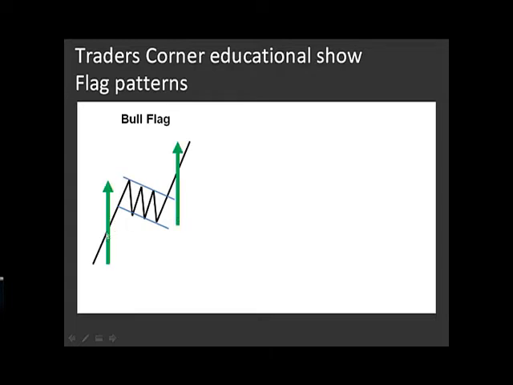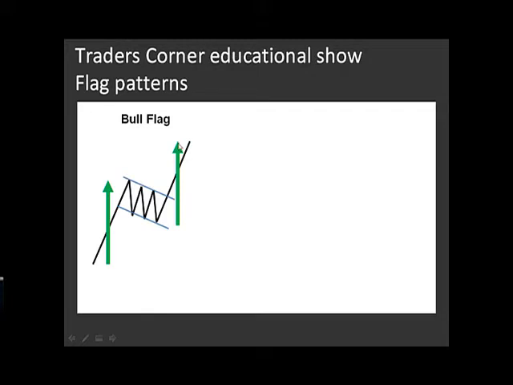You get your target by taking what we refer to as the height of the flag pole. So it's from that bottom of the prior swing low to the top of that flag pattern there. Then you take that distance and you project that up from the bottom of the flag structure, the same distance up, basically, and that gives you your target.